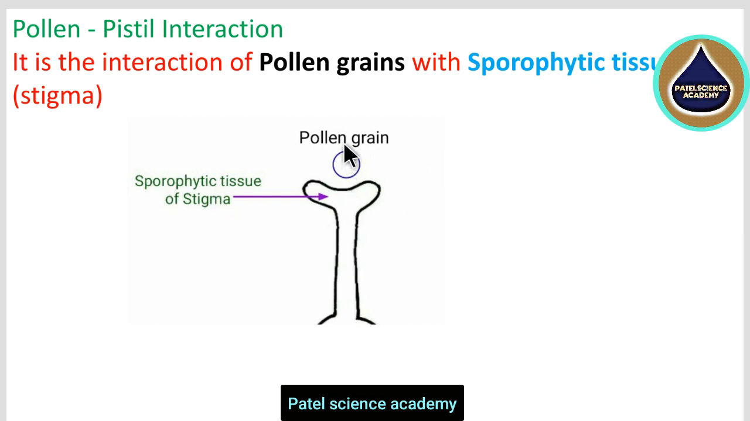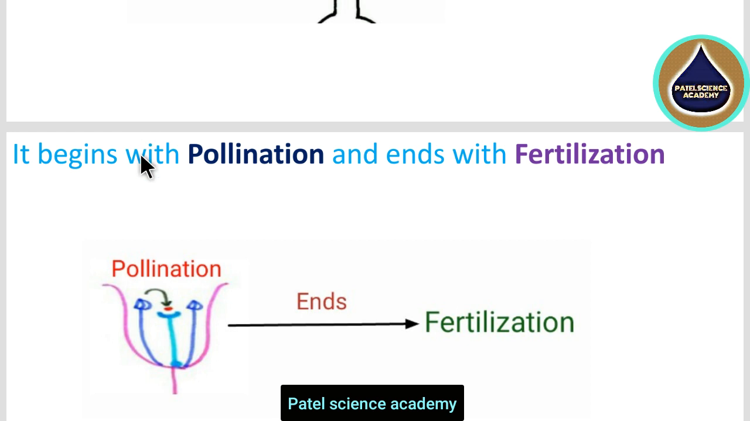So it is the interaction between the male and the female part of the flower, that is the pollen grain and the sporophytic tissue of the stigma. So this interaction in between these two, pollen and stigma, is called pollen-pistil interaction. It begins with the process of pollination.